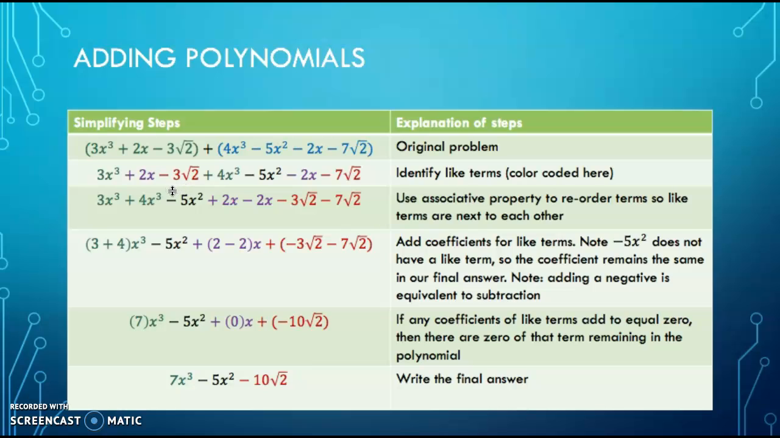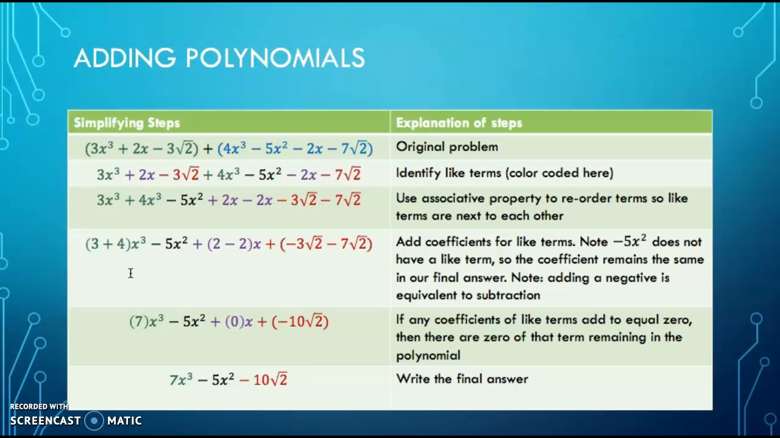So now what I'm going to do is I'm going to use the associative property, and I'm going to simply reorder these terms so that my like terms are next to each other. So I've rewritten it so that my green x cubed terms are right next to each other. Notice I brought the signs with them. And I've also put them in descending order with the exponents. So my cubes are first, my square is second, my x to the first is third, and then my constant terms are last.